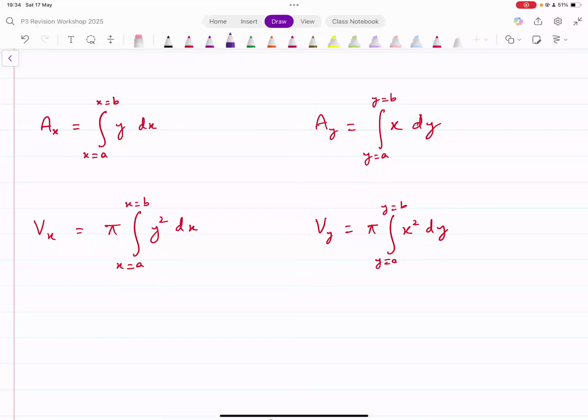And then there were area and volume formulas. You also need to use them in paper three sometimes. Area between a graph and x-axis, area between a graph and y-axis, volume of revolution about x-axis, volume of revolution about y-axis.